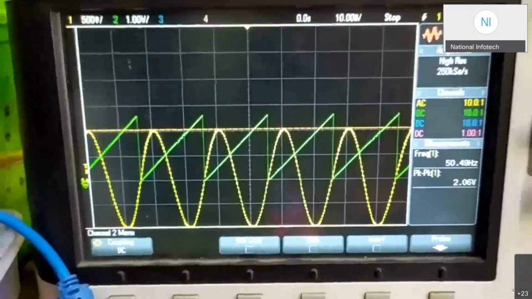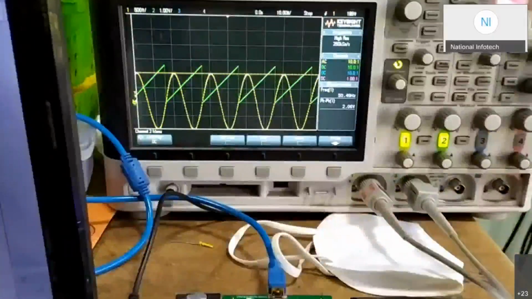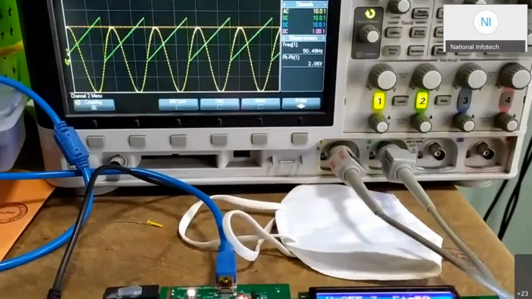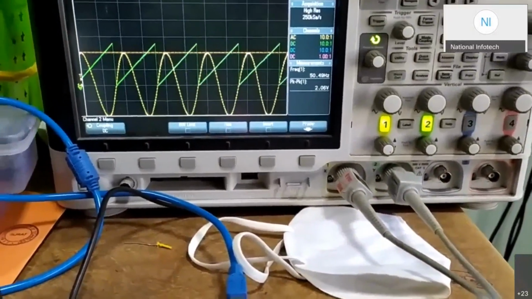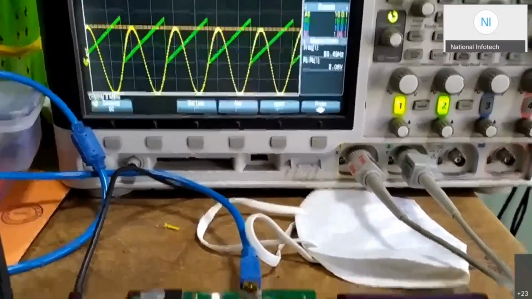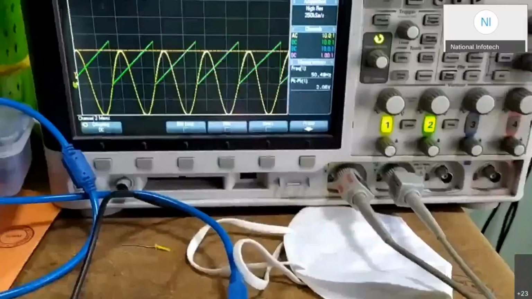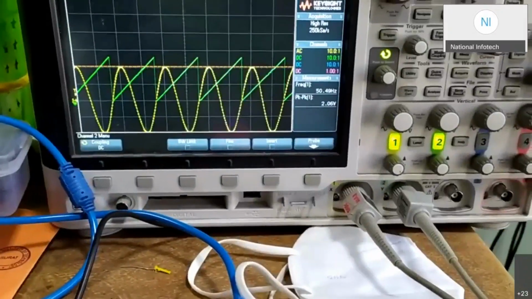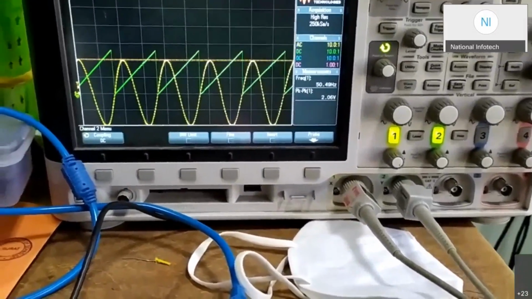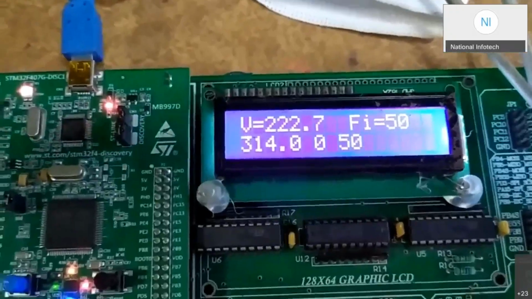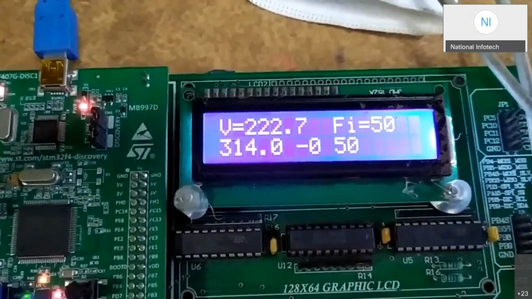So this was the demonstration for SRF PLL, where we have applied some input voltage change. With that input voltage change also, the tracking of the angle is accurate, as we have observed. Now we will see the frequency change.